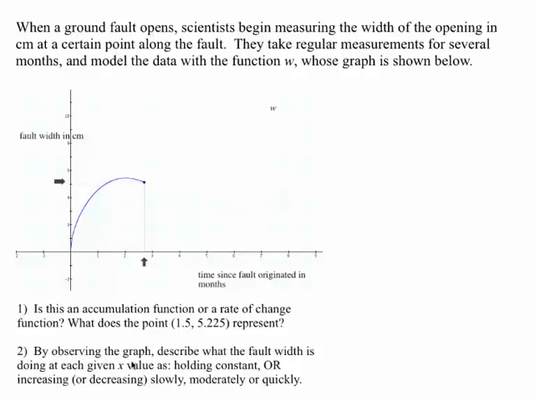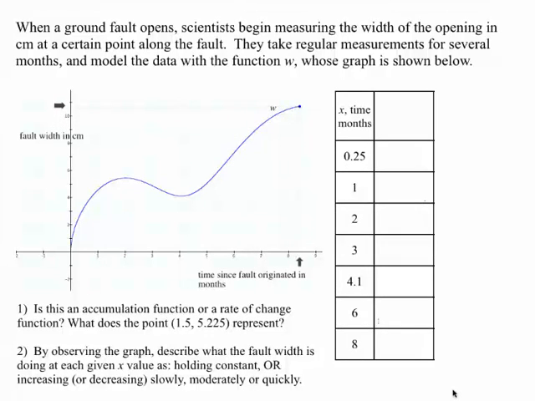Okay, cool. So now what I want you to do is, by observing the graph, describe what the fault width is doing at each x value. Is the fault width holding constant, or is it increasing or decreasing, and then how? Slowly, moderately, or quickly? So here's a whole bunch, and we'll do the first one together. At 0.25 months, what would you say? Is the fault width holding constant or increasing or decreasing? It's increasing. And would you say slowly, moderately, or quickly? Quickly. Increasing quickly. You do the rest. Go.